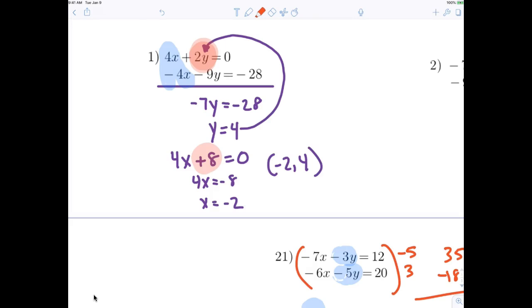Come on, speak up. Right? I promise you, if you plug negative 2 in for x and 4 in for y, you're going to get negative 28. All right. So that's 1 and 2.